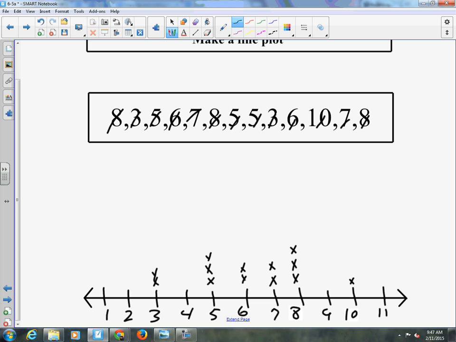There's your line plot. Okay? That's it. That's all you need to do. If you know how to do all of these things, then you will know what to do on your quiz in a couple days. Question?